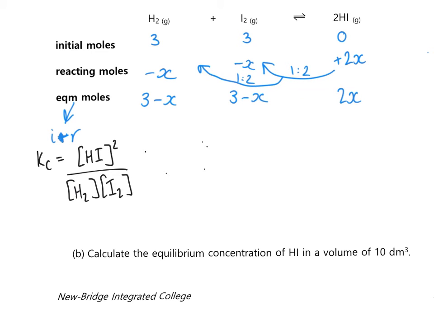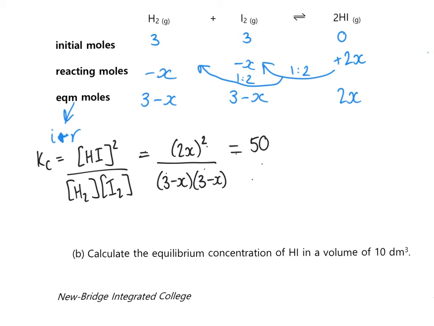You have to do 2x squared as well. So just sub in your values. The concentration of HI is 2x. The concentration of hydrogen is 3 minus x, and the concentration of iodine is 3 minus x. And what does our question tell you that that's all equal to? 50.